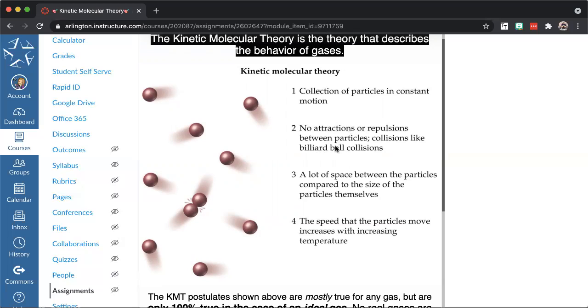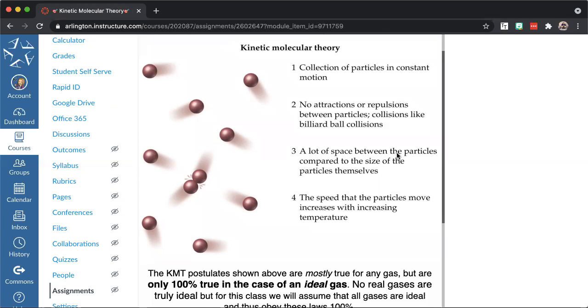It's kind of like a billiard ball, which is like what you play pool with. So pool and billiards are the same thing. There's a lot of space between the particles compared to the size of the particles themselves. So if you look here at these little particles, this particle is not that big, but if you look at the distance between that one and the nearest particle, the space is bigger than the size of that individual particle.